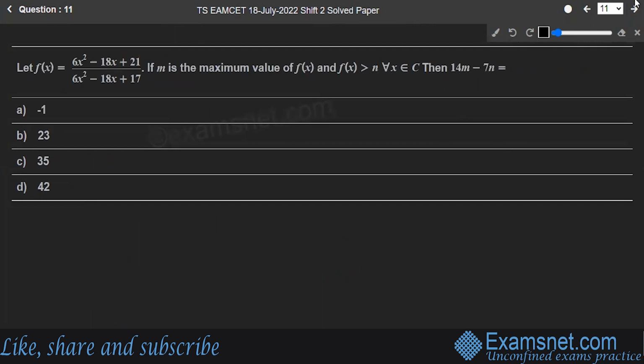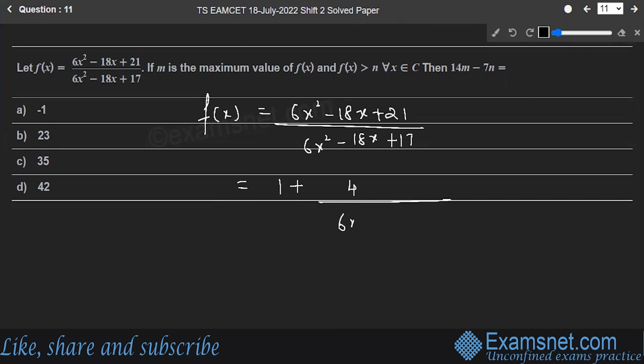So it says let f(x) is equal to this whole expression. If m is the maximum value of f(x), and f(x) is greater than n for all x belonging to the real numbers, then the value of this expression is equal to what? Let's write down f(x). This is equal to 6x squared minus 18x plus 21 whole divided by 6x squared minus 18x plus 17. All right, let's split it up. So this can be written as 1 plus 4 upon 6x squared minus 18x plus 17.